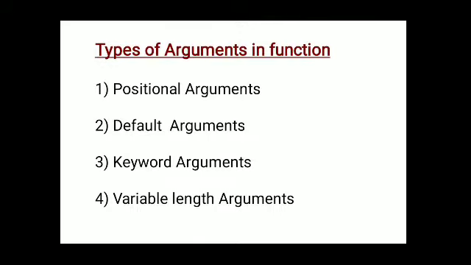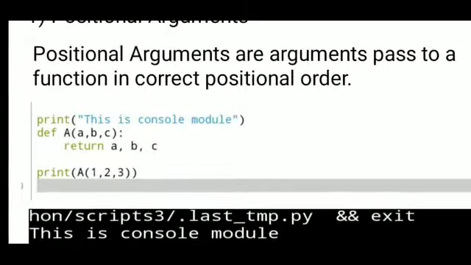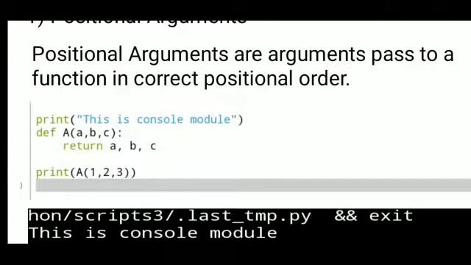Types of arguments in a function: there are 4 types of arguments: positional argument, default argument, keyword argument, variable length argument. So what is a positional argument? Positional arguments are the arguments passed to a function in correct positional order. So you can see the example.